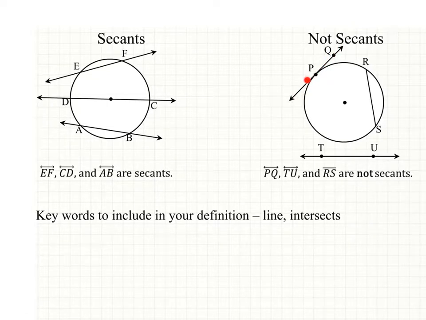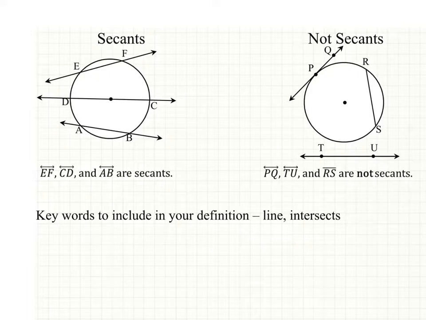This is not a secant. It's something else that we will talk about in a minute. RS is a chord. It's a segment. It is not a line. TU does not even intersect the circle. That's why it's not a secant. So a secant is a line that intersects the circle in 2 different points, and the endpoints over here create a chord. So DC is a chord, segment AB is a chord, and so on.